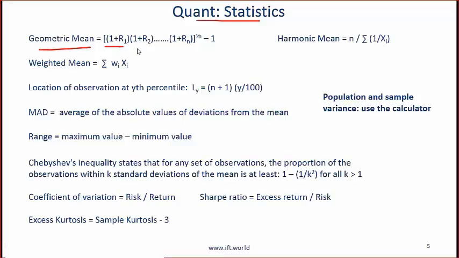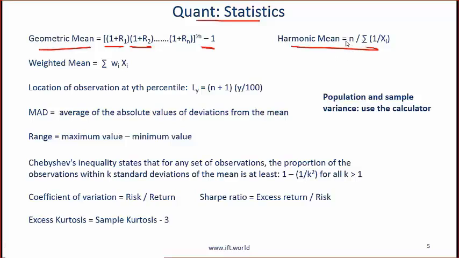So this is for the first year, then second year. So you keep multiplying, and then 1 over n, that's the number of periods, and then minus 1. Harmonic mean, I would put harmonic mean at type 3. Okay, so you should know the formula, but if you don't fully know the intuition, don't worry about it.